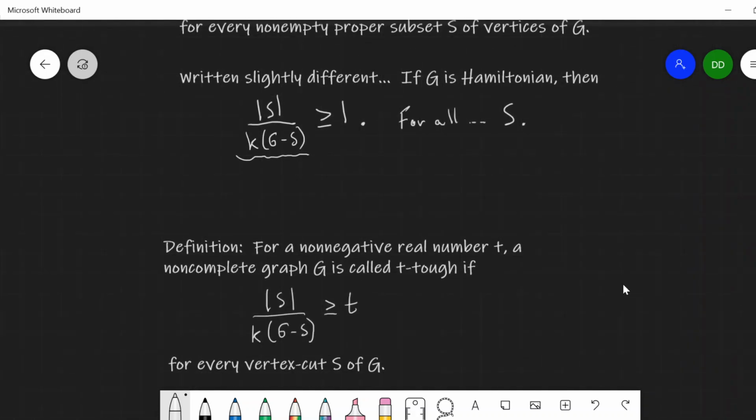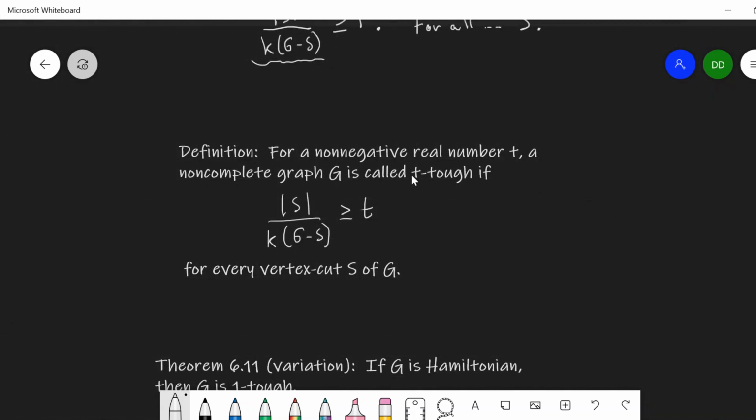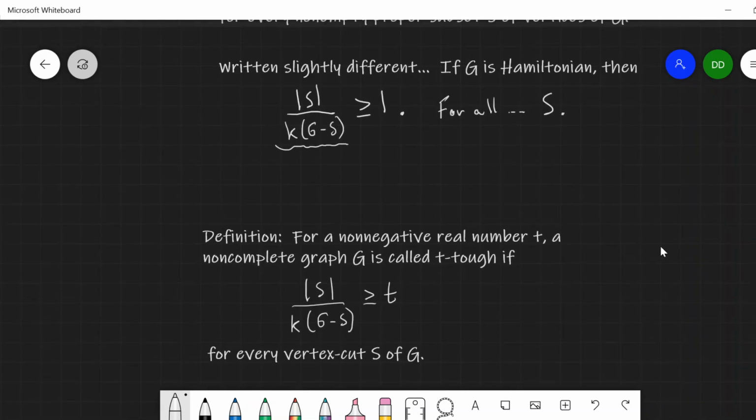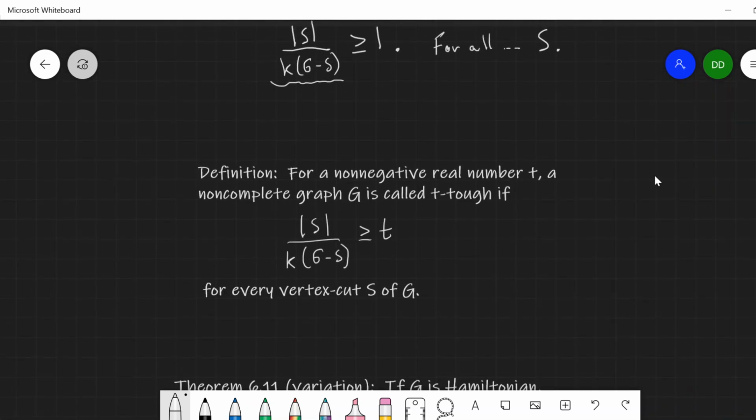And so here we give the definition. For a non-negative real number t, a non-complete graph G is called t-tough if this ratio mentioned above is at least t for every vertex cut S of G. Notice we're restricting ourselves to vertex cuts. That seems reasonable to do because the number of components would be 1 for every non-vertex cut. And so this is an okay restriction. And this is the idea.